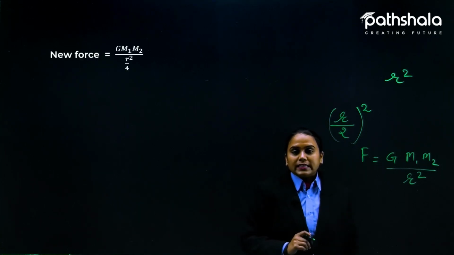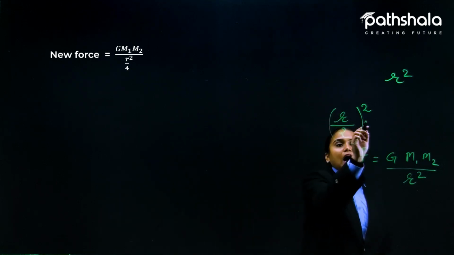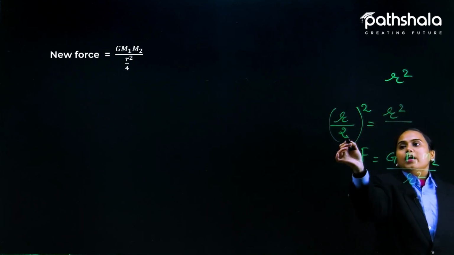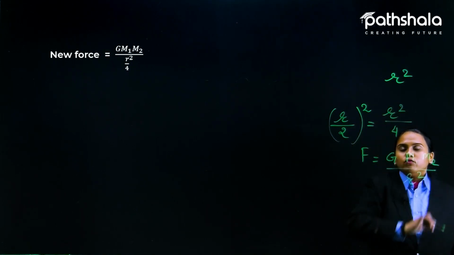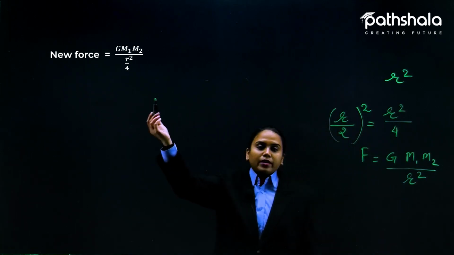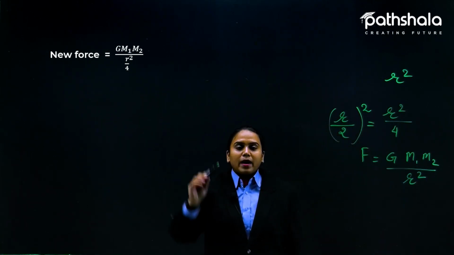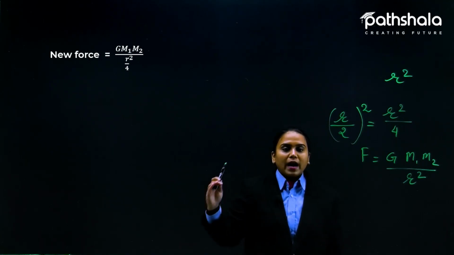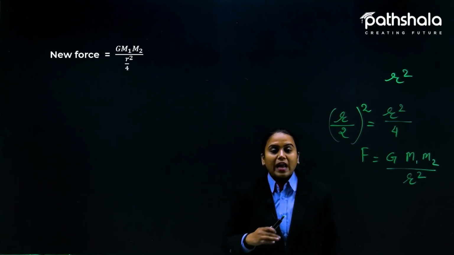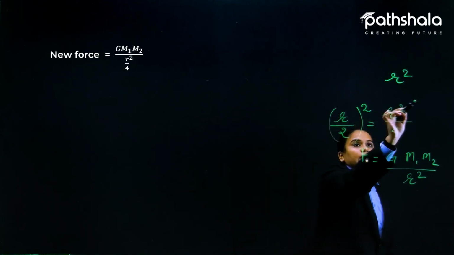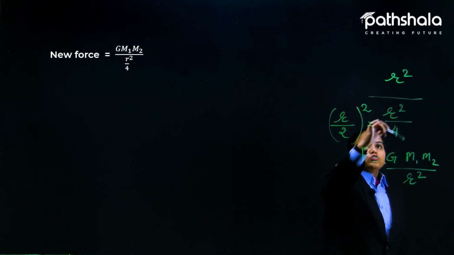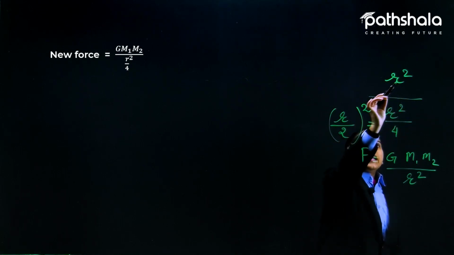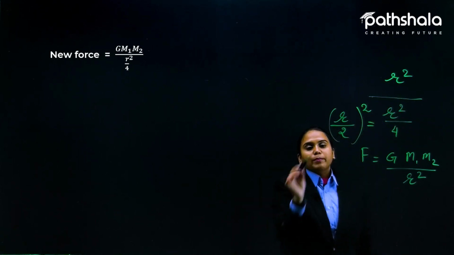Now students, as you can see, this r by 2 whole square would be written as r square by 4, since 2 square gives the value 4. The numerator part doesn't change: G m1 multiplied by m2 divided by r square by 4. And you know that whenever you have a fractional value in the denominator, it goes up to the numerator part.